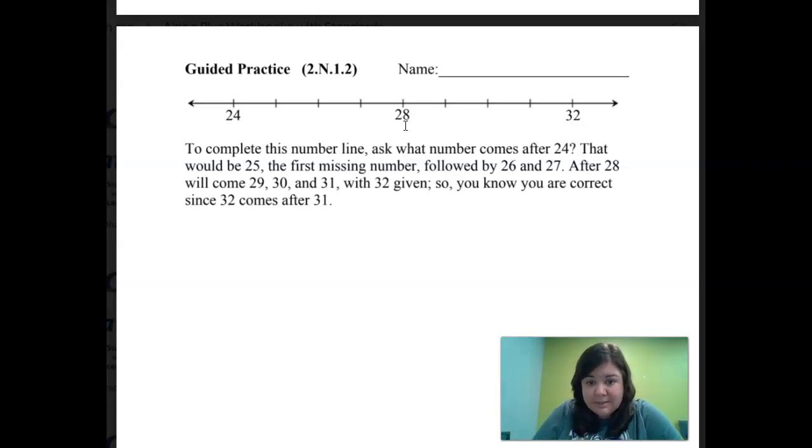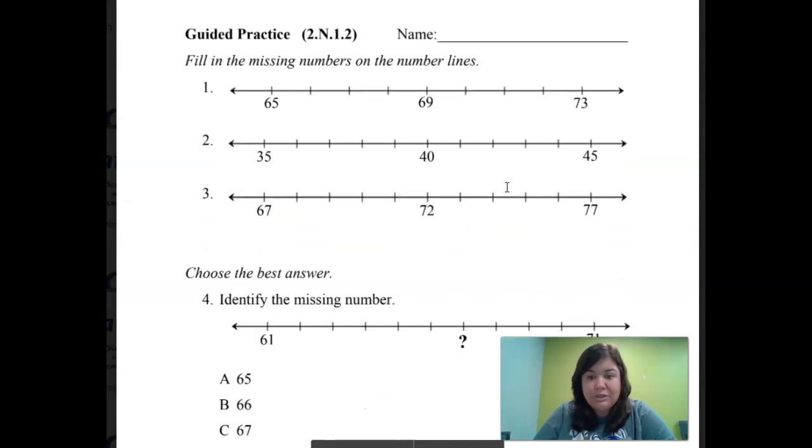So then what are the next missing numbers? We have 29, 30. What's this one? 31. And then 32 is given so that we know that we're correct because that's a given one. Since 32 comes after 31, we know that we're correct. Good job. Okay, we're going to do some more.